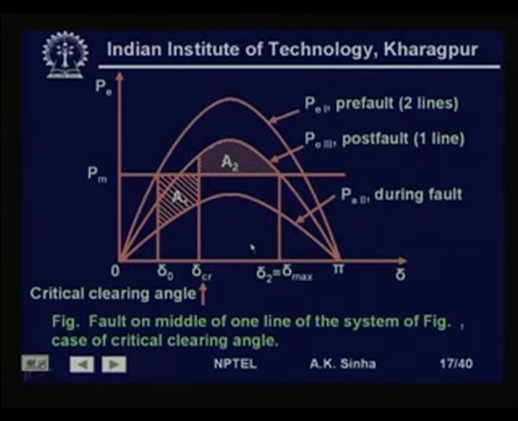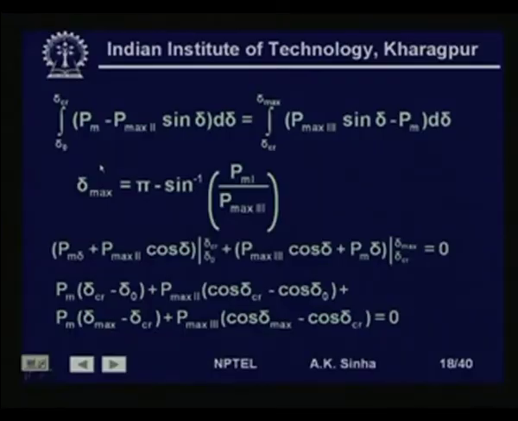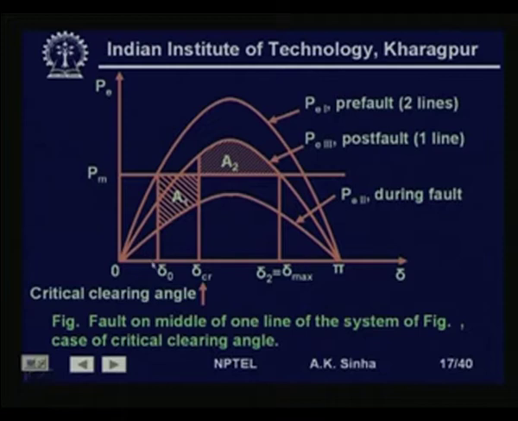Now, how do we find this critical clearing angle? Again, what we need to do is calculate these two areas, that is the maximum available decelerating area and the accelerating area up to the clearing time, and when we equate these, we will get the value of the clearing angle, and that clearing angle we call the critical clearing angle. So, let us see this situation: the initial starting point is delta 0, the fault is cleared at delta Cr, and we have delta 2 which is equal to delta max in this situation.